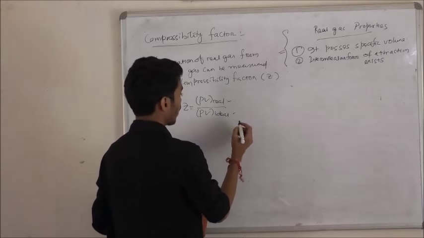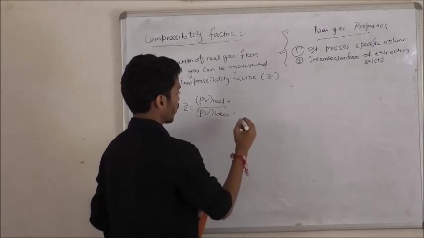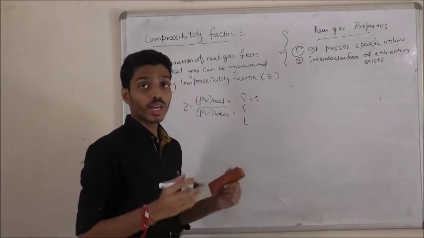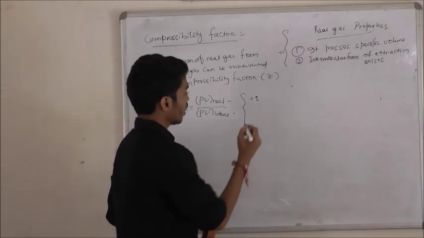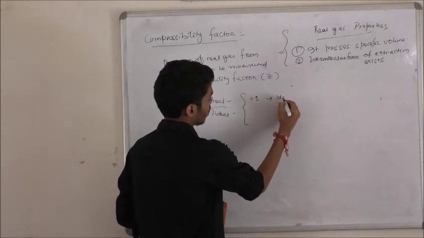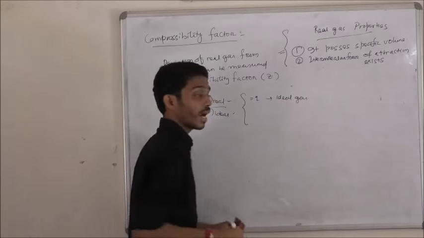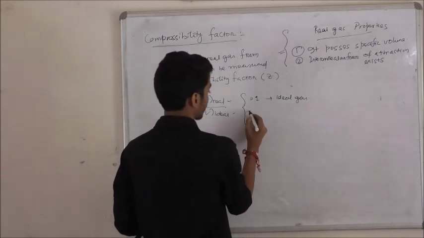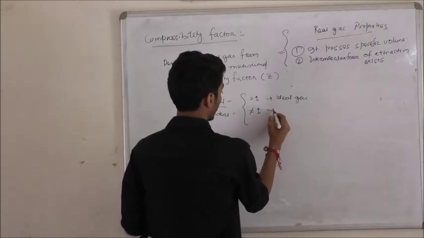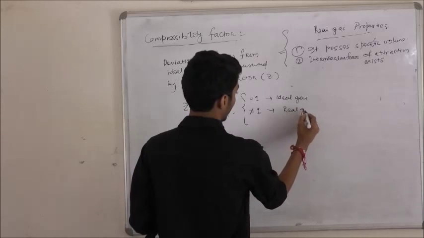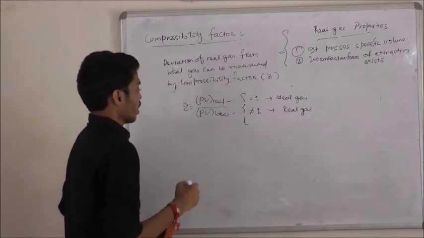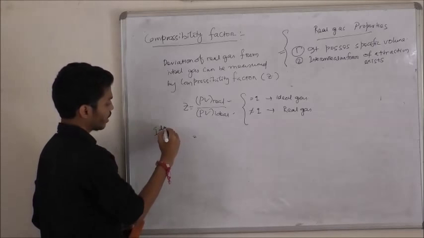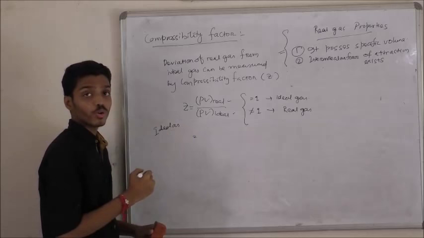And you see what happens when we do PV real upon PV ideal. If Z becomes equal to 1, it is called ideal gas. And if Z is not equal to 1, then it is called real gas.